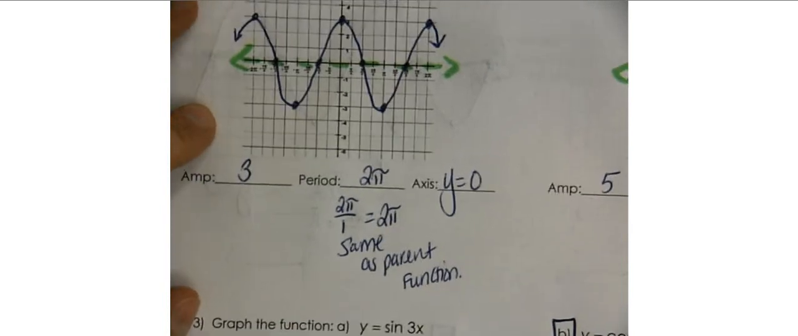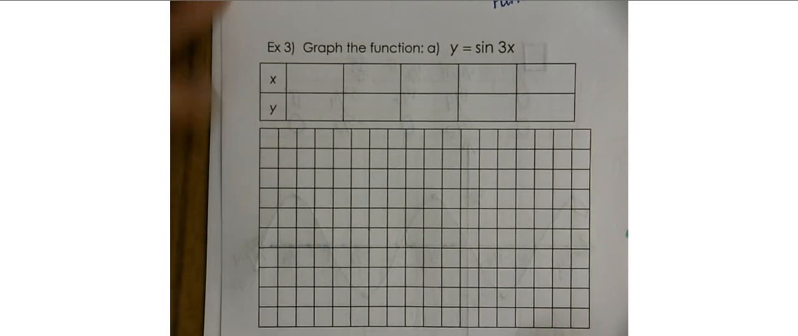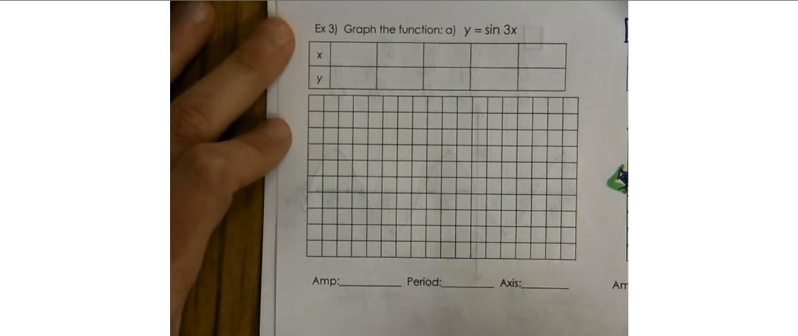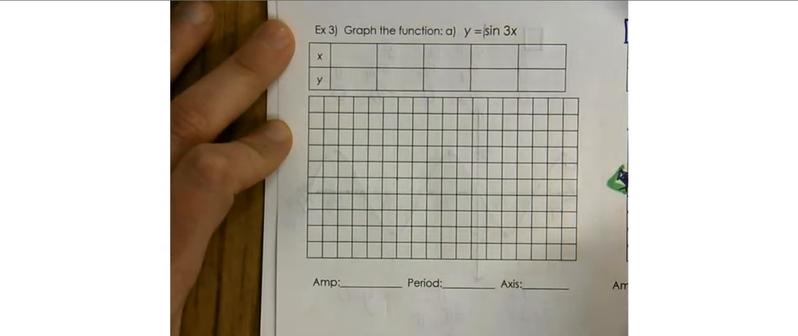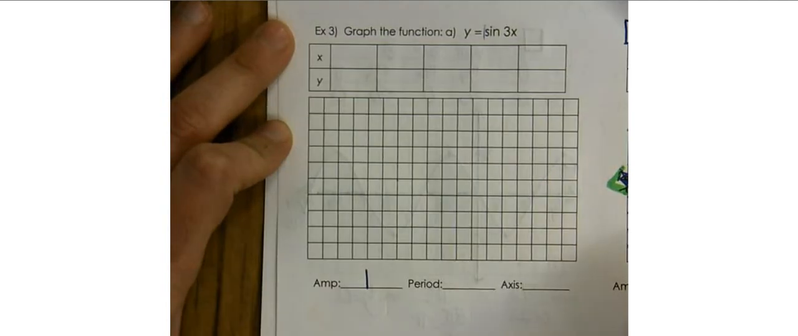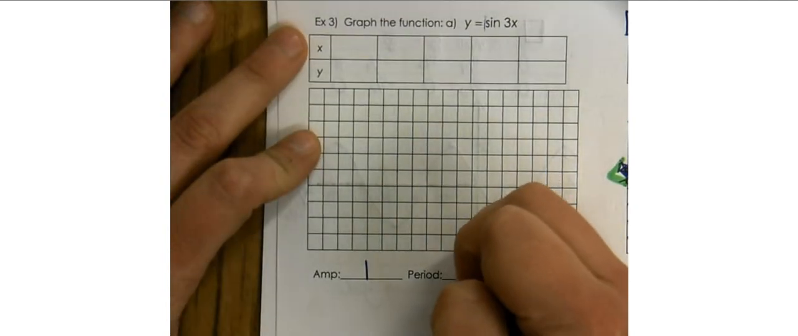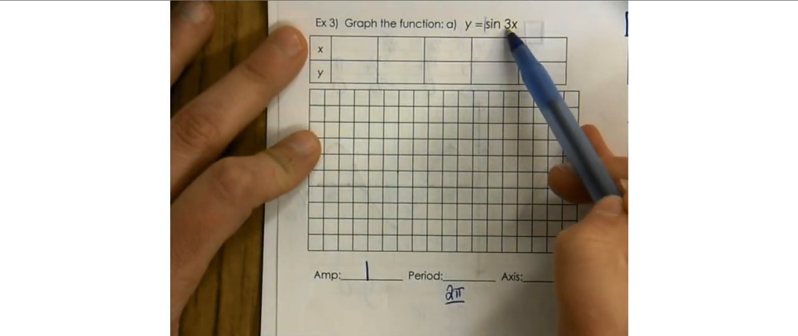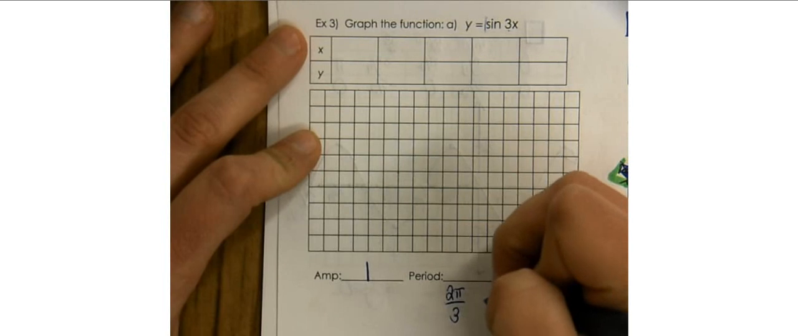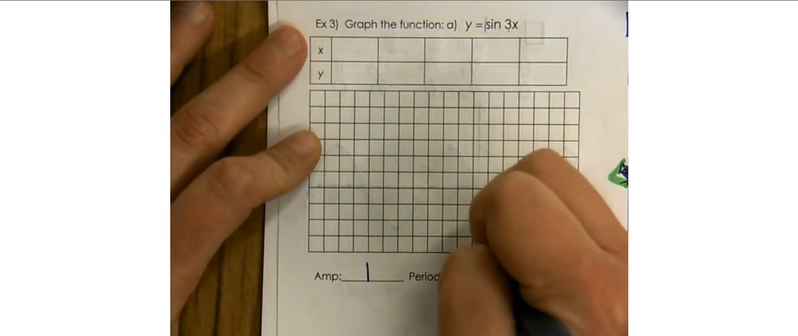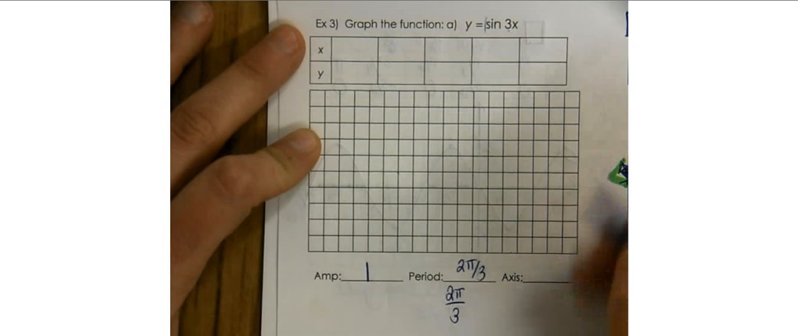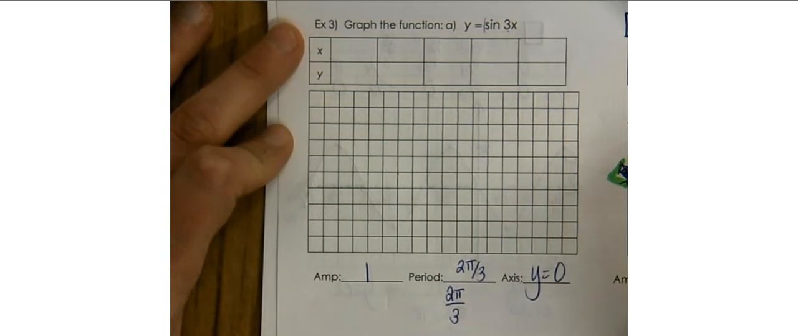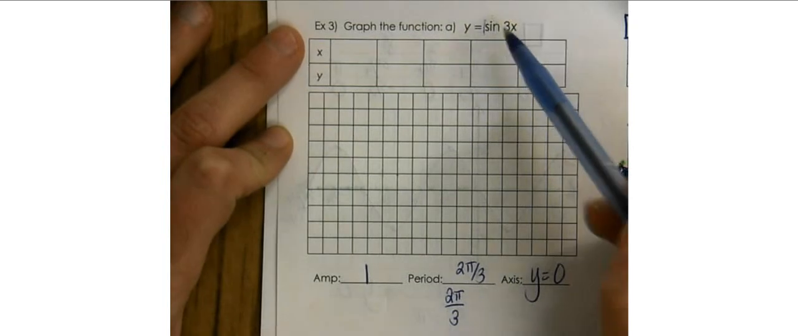So now we're on to example number 3. For example number 3, we have y is equal to sine of 3x. Our amplitude in this case is going to be an invisible 1, so that's the number 1. Our period is going to be 2 pi divided by our b value, and our b value in this case is 3, so 2 pi divided by 3. So that's our period, 2 pi divided by 3. There's nothing for us to simplify. And then our axis is going to be y equals 0. Since this is a sine wave, we're going to start at 0, 0.